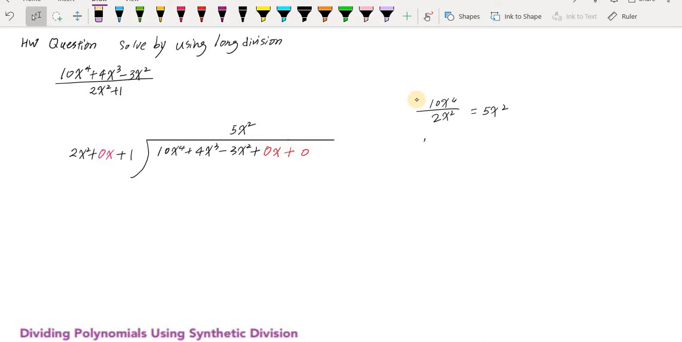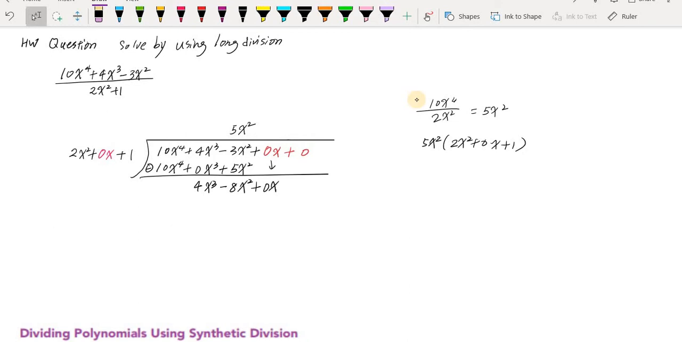Now I'm just going to multiply. That will be 5x squared multiply the 2x squared plus 0x plus 1. Distribution, okay, I'm going to write it down right here. That will be 10x to the fourth power. Then there's going to be 0x to the third power. Then plus 5x squared. And then we'll do a subtract. So that will be 4 subtract 0. That will be 4x to the third power. Then we'll have negative 3 subtract 5. That will give you negative 8x squared. Then we're going to bring down the next term. That will be plus 0x.